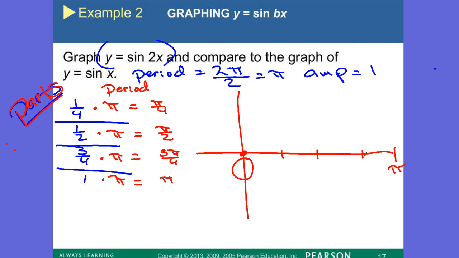Go ahead. Pi over 4, then pi over 2, and then 3 pi over 4. Oh, I see. That's why we did that. We had to break up our graph into our parts.